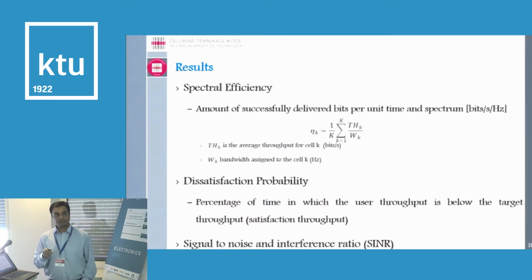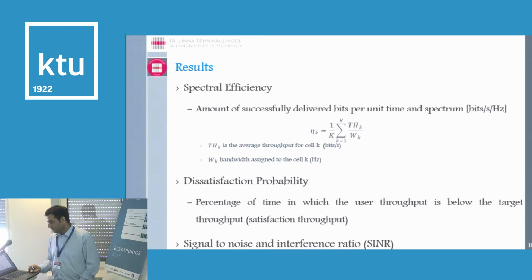So for the results, I would define the spectral efficiency. These are the three parameters on which I am measuring the results and comparing them with each other. Spectral efficiency is basically the amount of successfully delivered bits per unit of time per spectrum. The second component is the user satisfaction, the user happiness. Of course, we don't go and ask the user whether they are happy with the services. It's based on measurements from the environment, on whether the quality of service the user receives is okay. So the percentage of time when the user throughput is below the target throughput is called dissatisfaction probability. And one very common and well-known metric is the signal to noise and interference ratio.